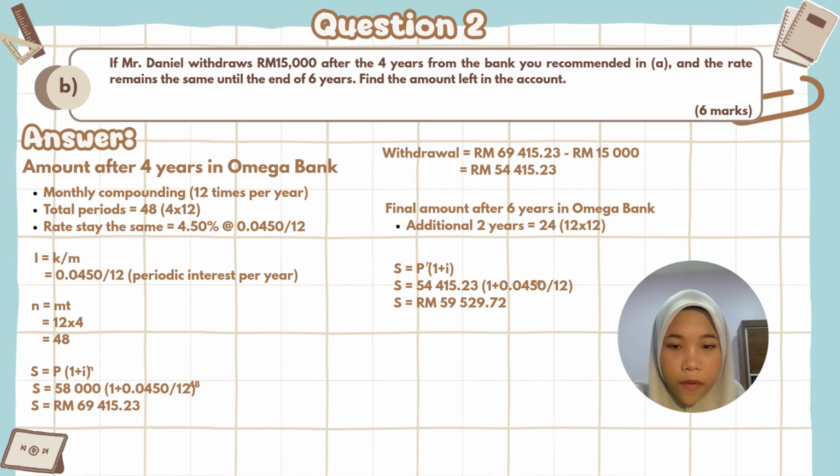P is 54,415.23. i equals 0.0450 divided by 12. And n is 24. The final amount after 6 years becomes RM59,529.72. So the amount left in Mr. Daniel's account at the end of 6 years is RM59,529.72.